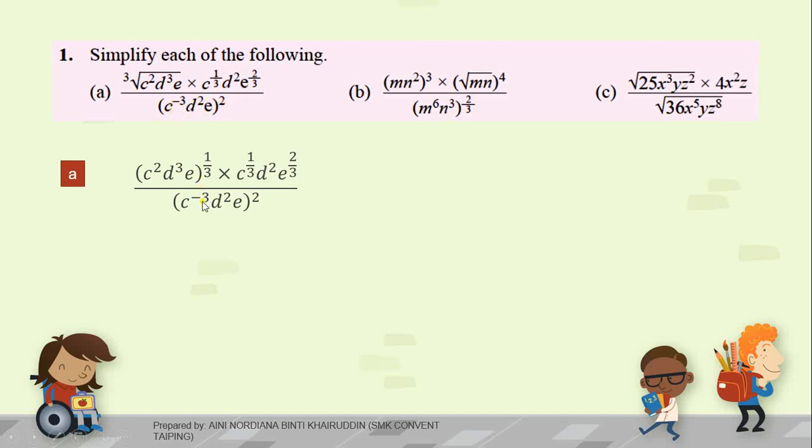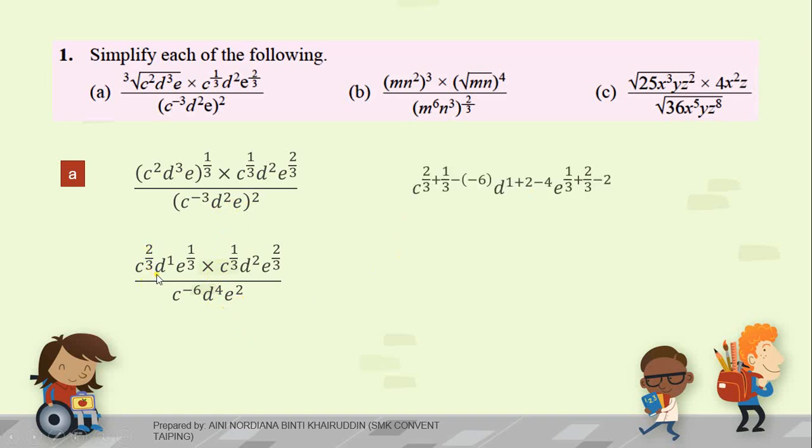So c to the power of, here is the answer for the denominator. So for this, we take out all the numbers in the bracket. So c squared times 1 over 3 is c to the power of 2 over 3. d cubed times 1 over 3 is d to the power of 1. e to the power of 1 over 3. This remains unchanged. This is the solution for the denominator. c to the power of negative 3 times 2, d to the power of 2 times 2, and e squared.